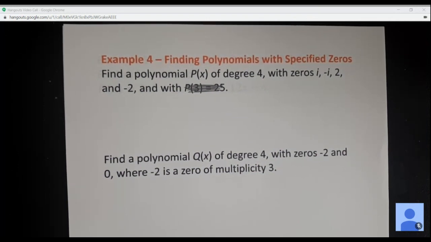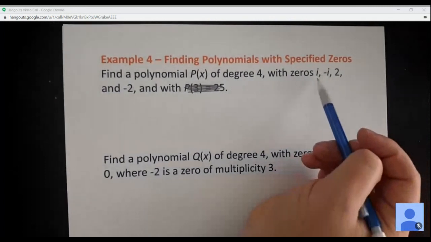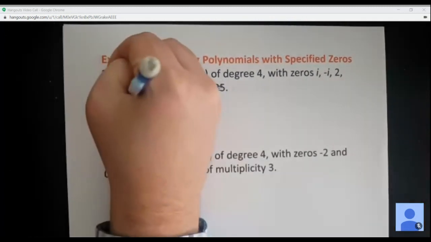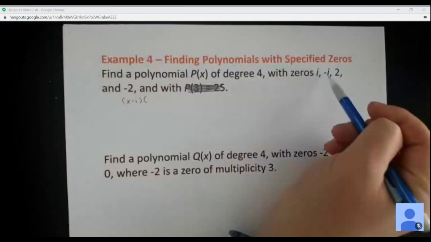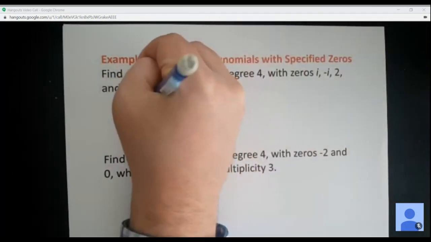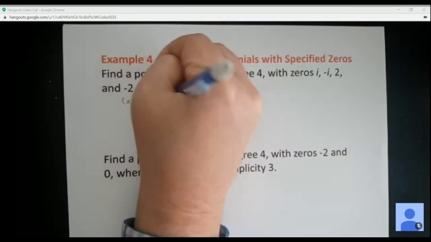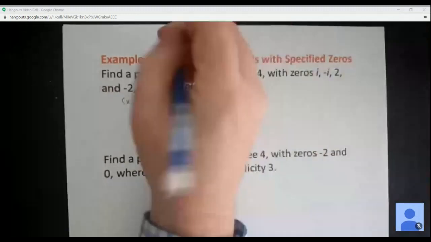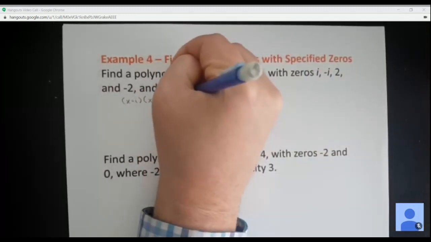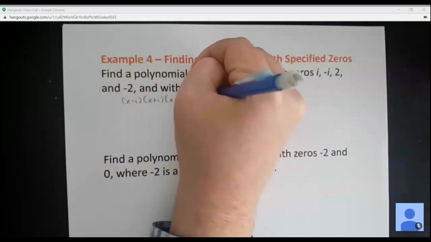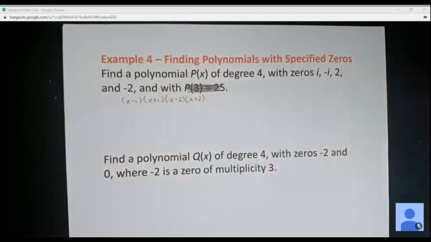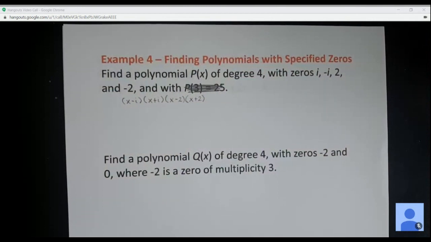Good. So we can list out the factors, right? And so we know if i is one of our zeros, that means that x minus i is one of our factors. This is going to give us x plus i as a factor. Then we know that x minus 2 is a factor. And x plus 2 has to be a factor.